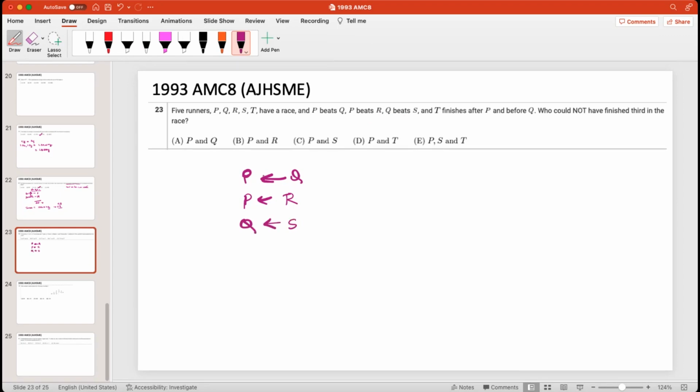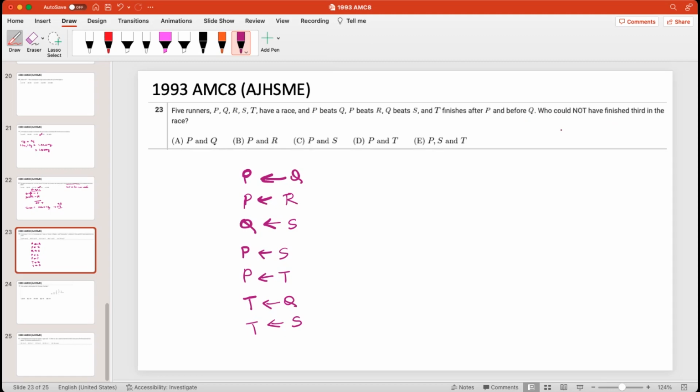But P already beats Q, so P also beats S. Correct? Then T finishes after P, so P beats T. Now look at this. And before Q. So T is before Q. So T is here and Q is here. Q has already beaten S, so T will beat S also. Correct? And then who could not have finished third in the race?